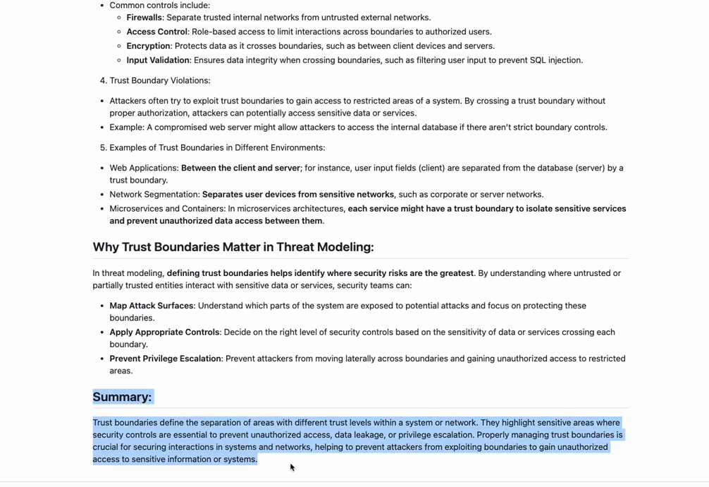Summary. Trust boundaries define the separation of areas with different trust levels within a system or network. They highlight sensitive areas where security controls are essential to prevent unauthorized access, data leakage, or privilege escalation. Properly managing trust boundaries is crucial for securing interactions in systems and networks, helping to prevent attackers from exploiting boundaries to gain unauthorized access to sensitive information or systems.